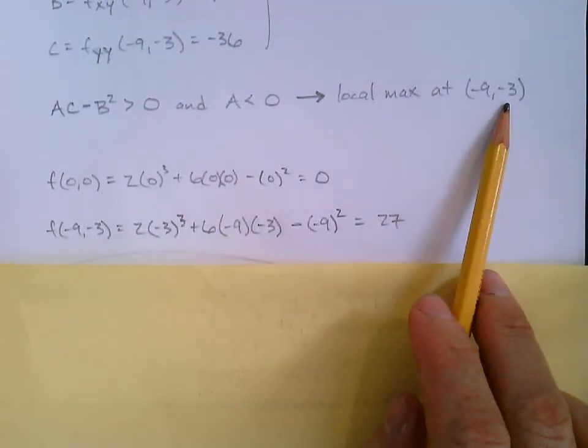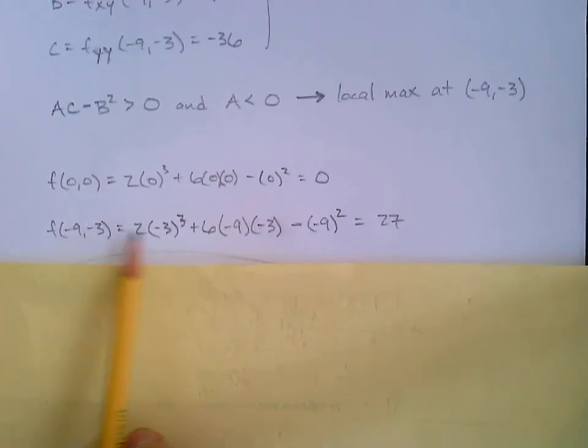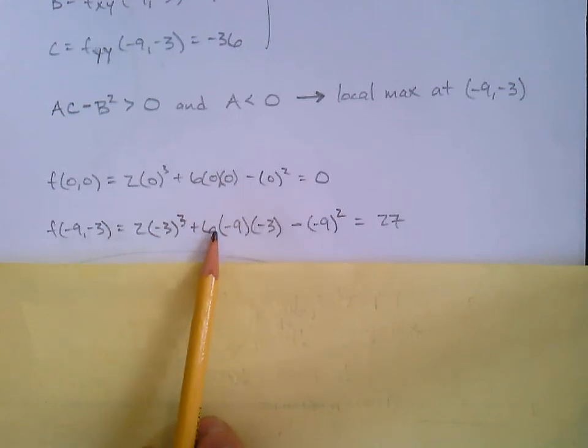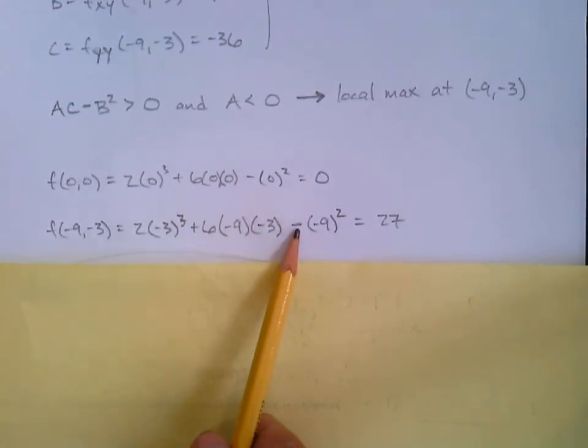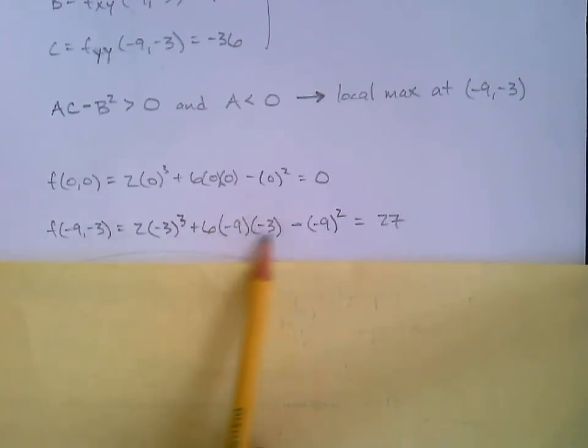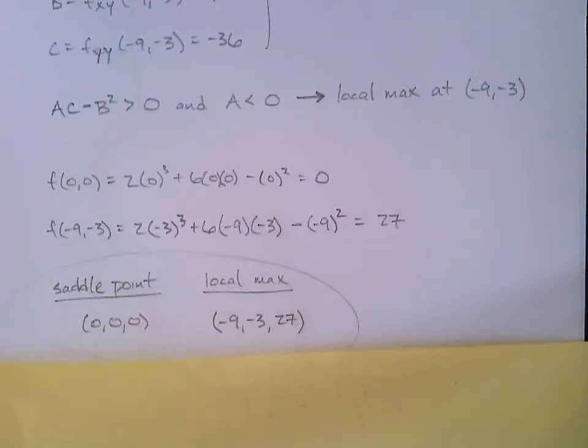And at the point -9, -3, seems a little weird. Okay, so there was 2y to the third plus 6xy minus x squared. Okay, so there you have it right there. 2 times -3 to the third plus 6 times -9 times -3 minus -9 squared. You'll get 27. And so we know there is a saddle point at 0, 0, 0. And there's a local max at -9, -3, 27.